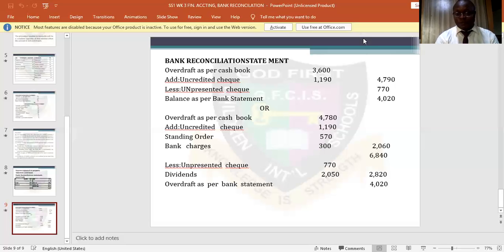Accounting is very simple, and like even mathematics, it depends on how you handle this subject. So I wish you the best of luck, my student.